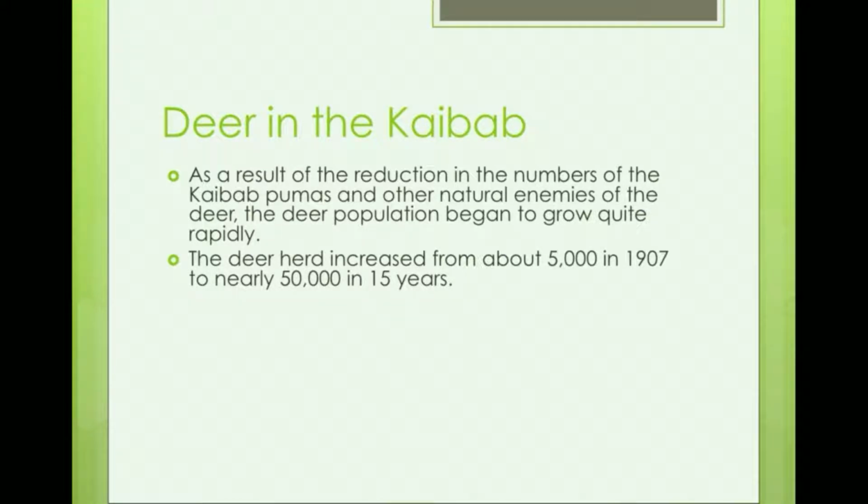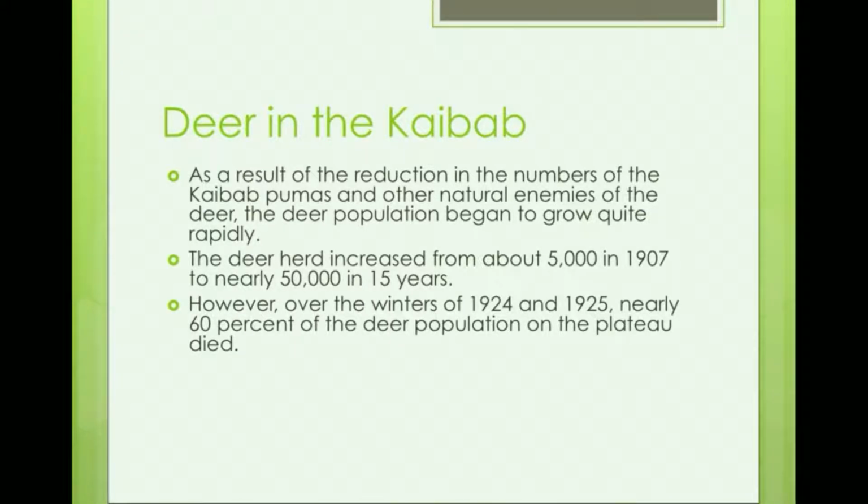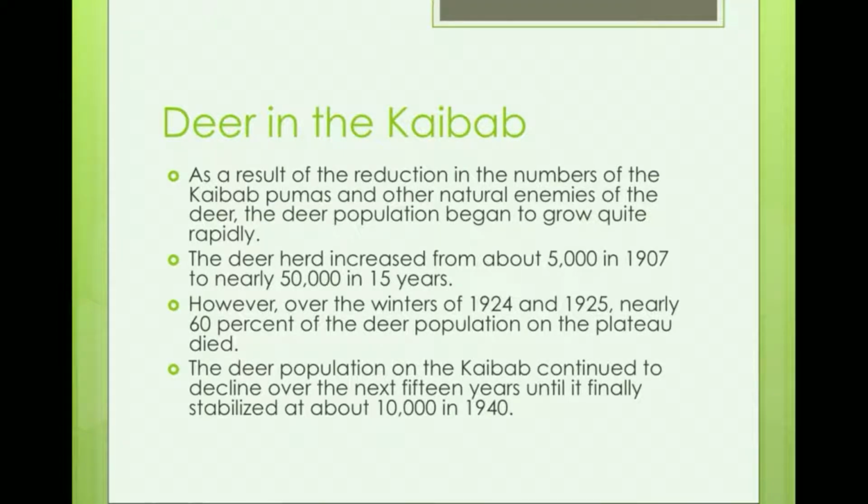It really took off, and then over the winters, sometime between 1924 and 1925, nearly 60% of the deer population died. It was a sudden collapse of the population, and it actually continued to decline over the next 15 years until it finally stabilized at about 10,000 in 1940. So this is a good case to look at how population grows, then declines very rapidly, and then stabilizes.